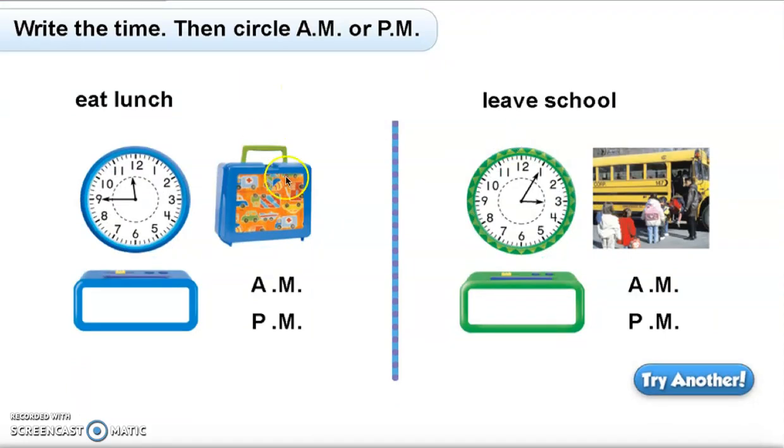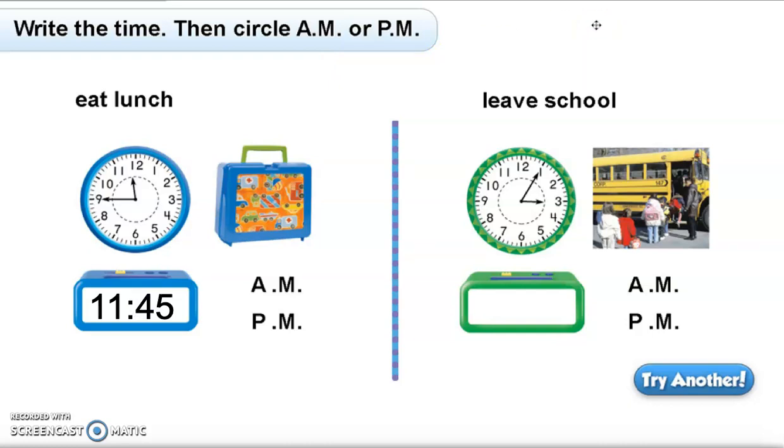So here's some other activities. Eating lunch. So I see that the time here is showing 11:45, right? The hour hand's in between the 11 and 12, and then the minute hand is pointing at the 9. Remember, we can also say quarter till 12, right? We can say 45 minutes after 11, or we can say 11:45. We learned that in our lesson yesterday. Okay, so 11:45 is the time. So if we're eating lunch at 11:45, would that be AM or PM?